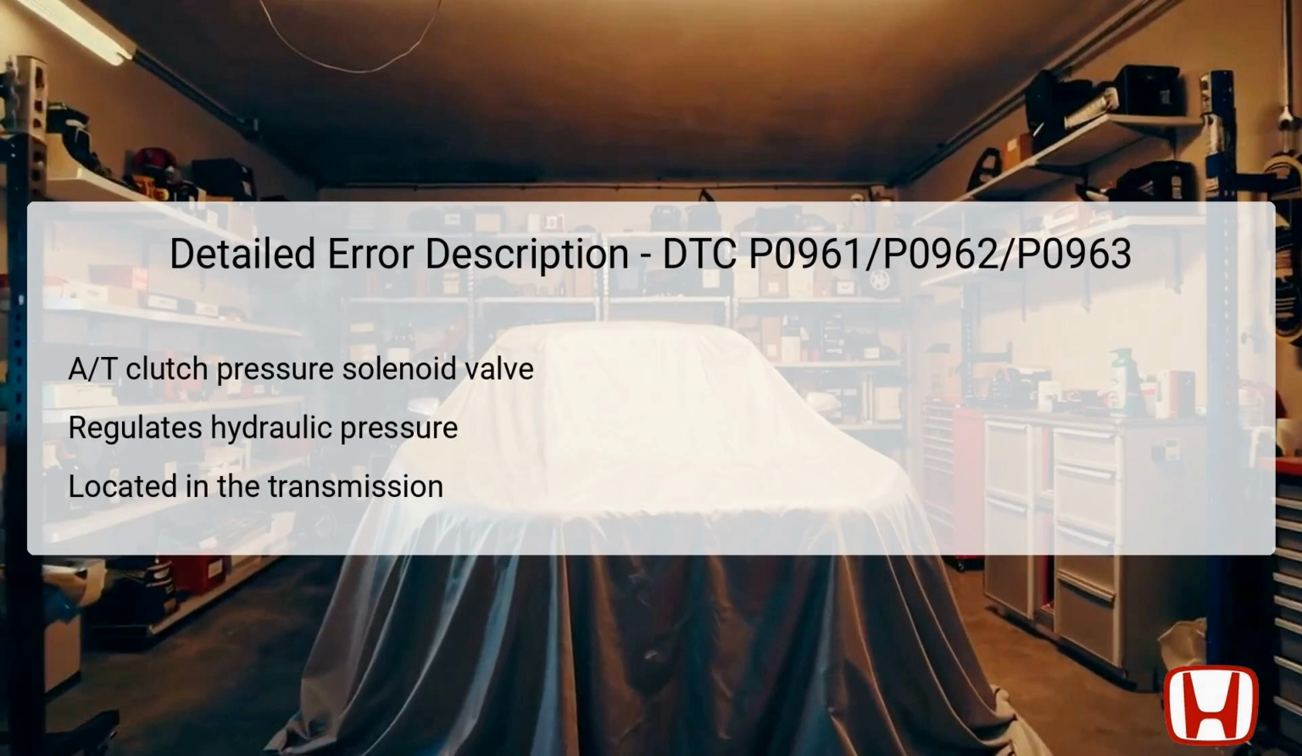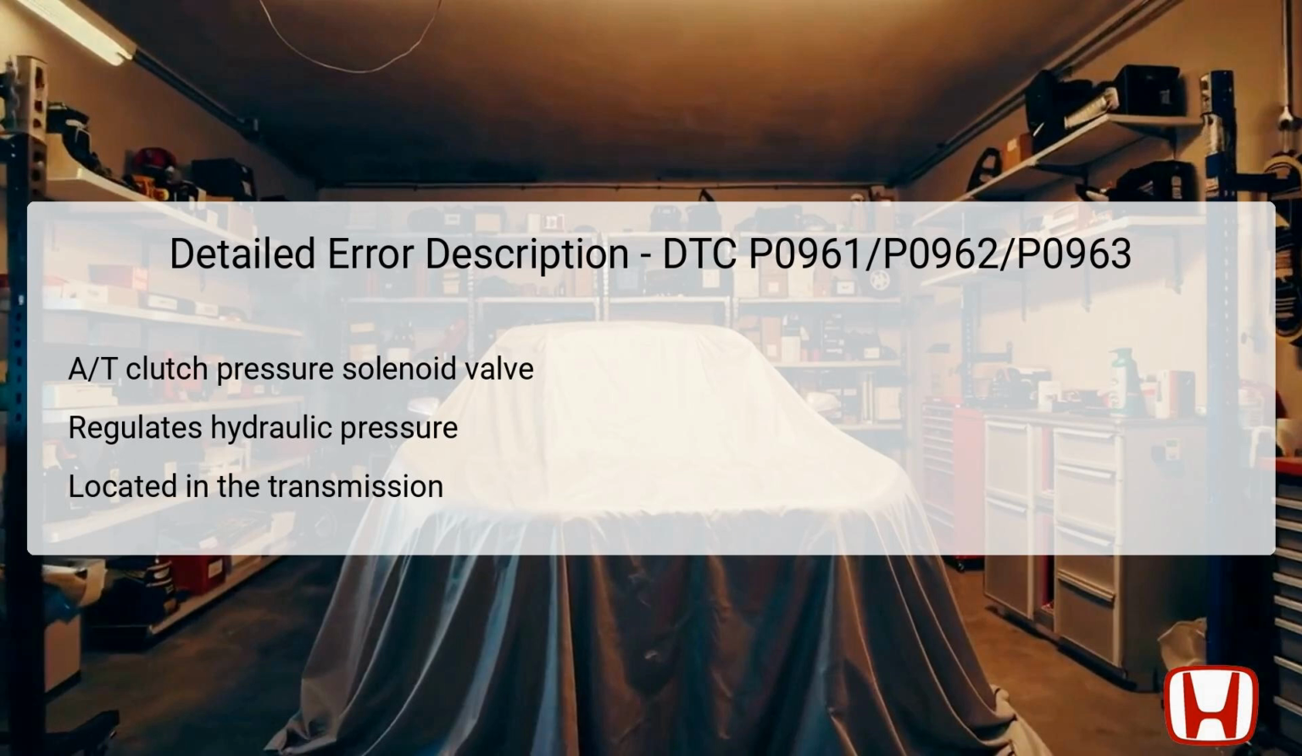The AT clutch pressure control solenoid valve A plays a pivotal role in the functionality of the automatic transmission by regulating hydraulic pressure applied to the clutch. This component is located within the transmission assembly. It is responsible for engaging and disengaging the clutch based on input from the Transmission Control Module, TCM, thereby facilitating smooth gear transitions. The error codes P0961, P0962, and P0963 indicate performance issues, low input, and high input scenarios, respectively.